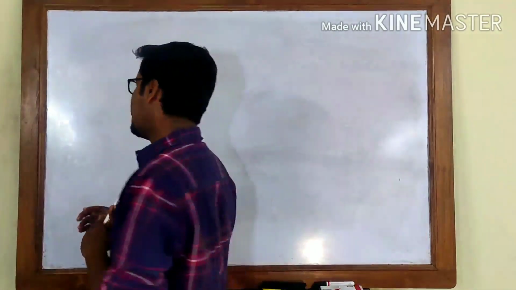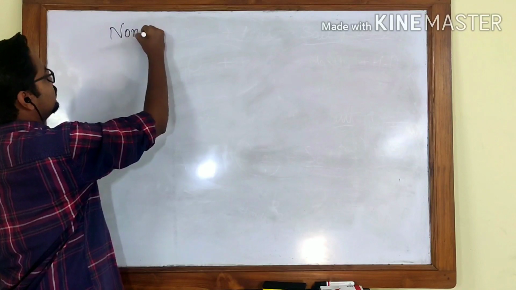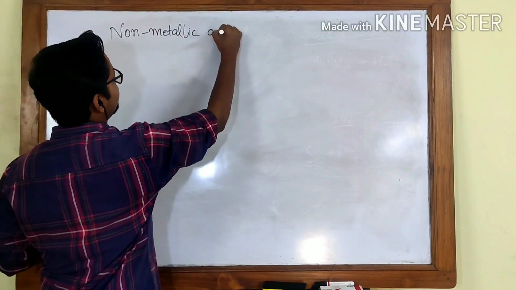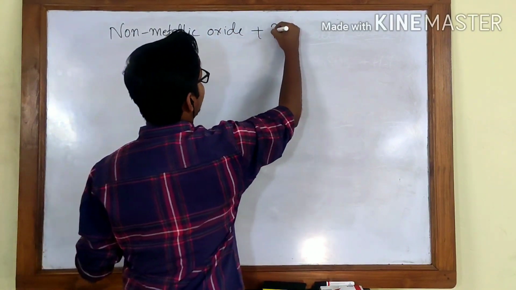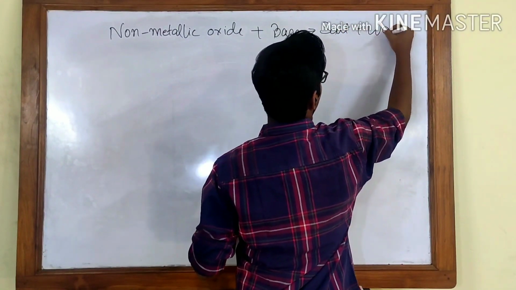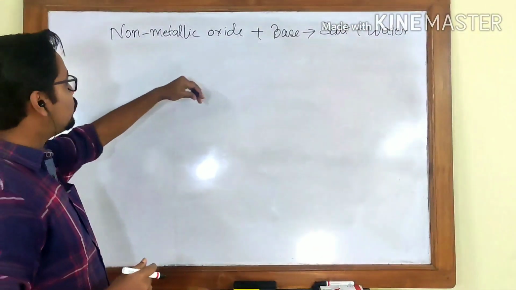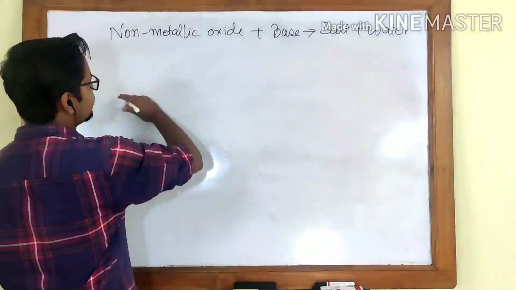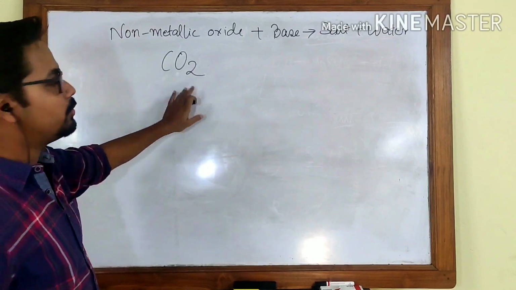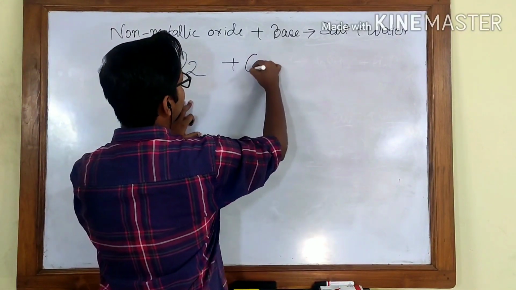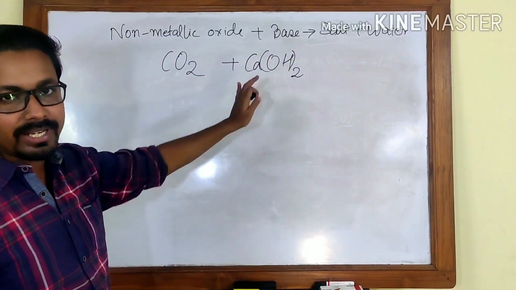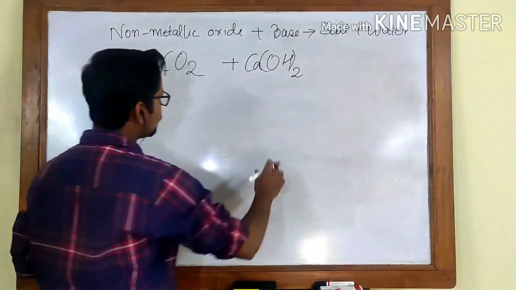oxides with base. We will have a non-metallic oxide. This time we will not consider a metal. We will have a non-metallic oxide which will react with base. Again we will have the same products, that is salt and water. So now let us take one non-metallic oxide, suppose we take carbon dioxide. Oxygen will act as the oxide and carbon is a non-metal, so carbon dioxide. And here we take one base, which is calcium hydroxide. This is one base.